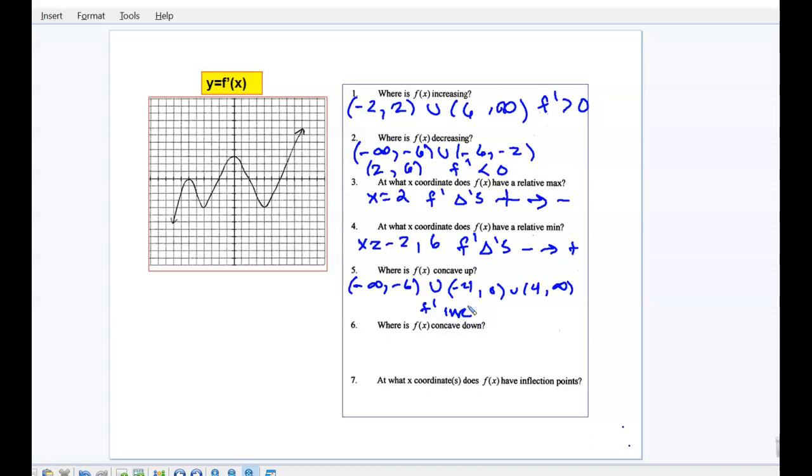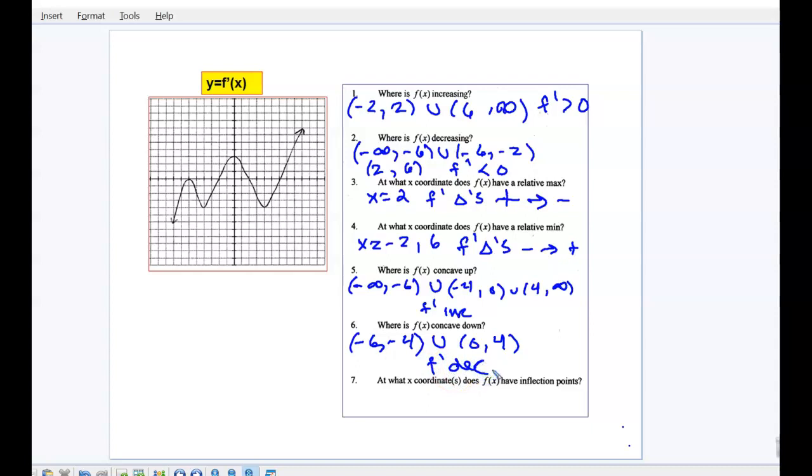Where is f of x concave down? Well, that's going to be where f prime is decreasing. So from -6 to -4, union with 0 to 4, and that's where f prime is decreasing.